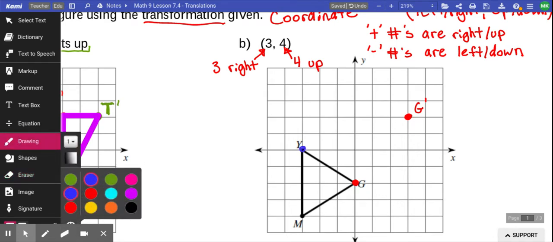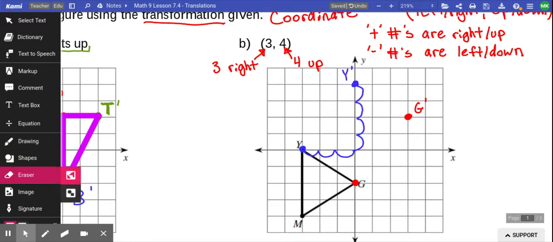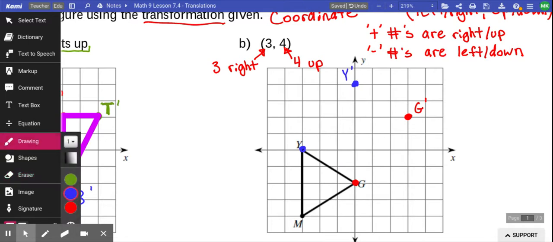So I'm going to take point Y over here. I'm going to go 3 to the right, 1, 2, 3, and then 4 up, 1, 2, 3, 4. And I'm going to call that point Y prime. I can't call it Y because point Y is the original point, right? That's why I put that little apostrophe and I call it prime.